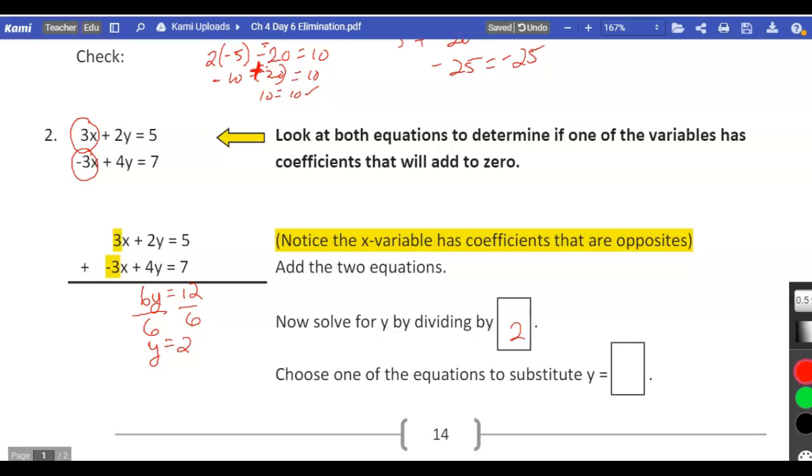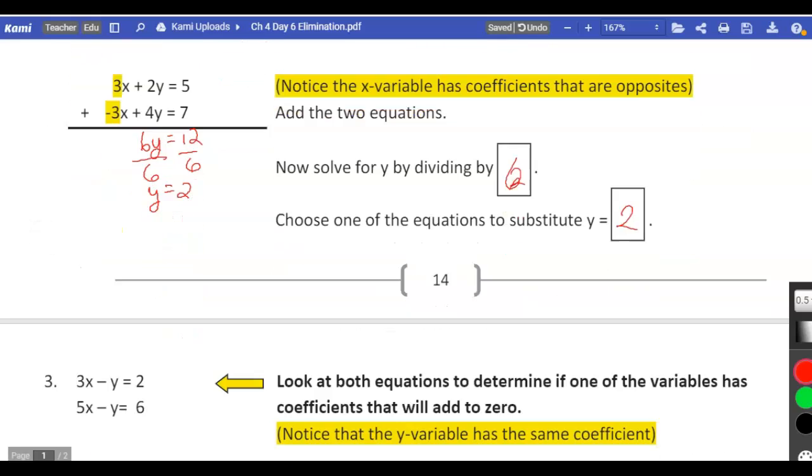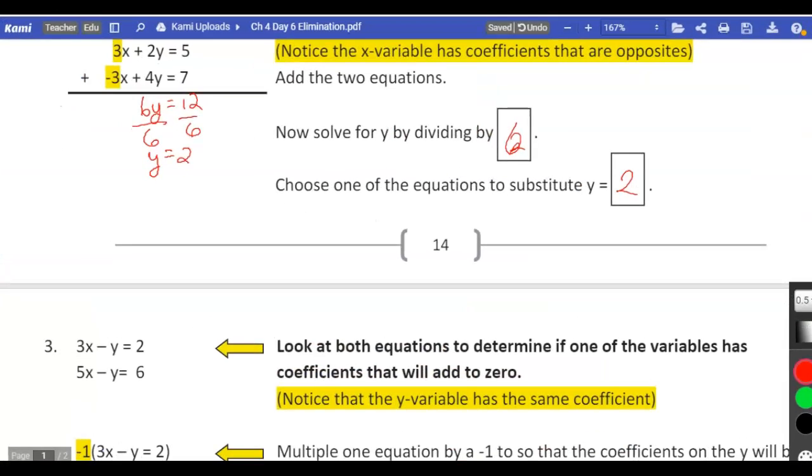Oh, I'm sorry. We divide by 6 and get an answer of 2. So now that y equals 2, we have 3x plus 2 times 2 equals 5.